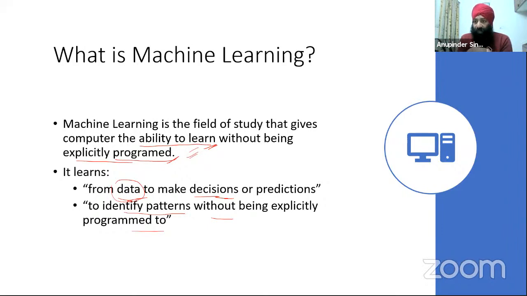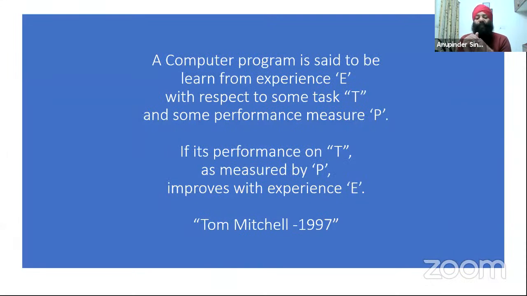With that in mind, there is one more definition, which was given by Tom Mitchell in 1997, and what it states is that a computer program is said to learn from experience, right? So we are talking about experience here. How do we get the experience? Again, it will come from the data. So it learns from experience E with respect to some task T and some performance measure P.